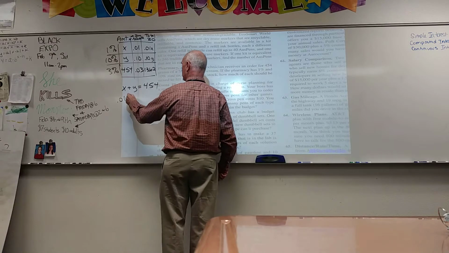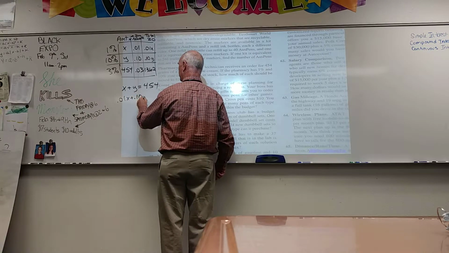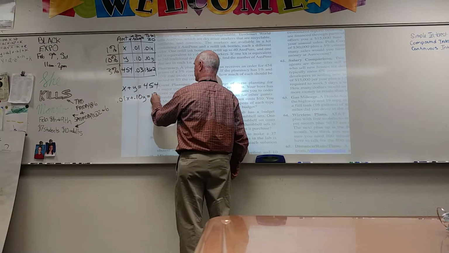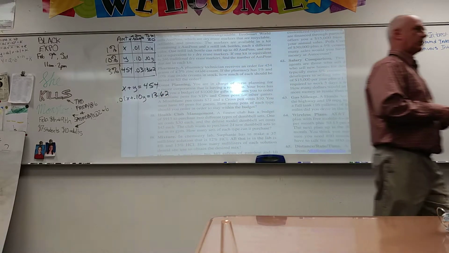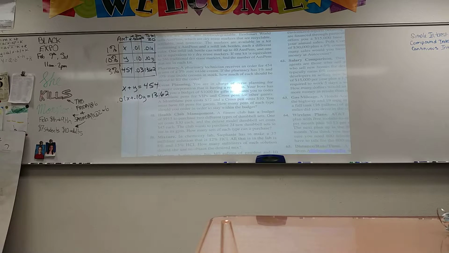0.01x plus 0.10y equals 13.62. Perfect. There are our 2 equations. In most of the mixture problems that we do, that's right where they're going to come from. We suddenly have our system.